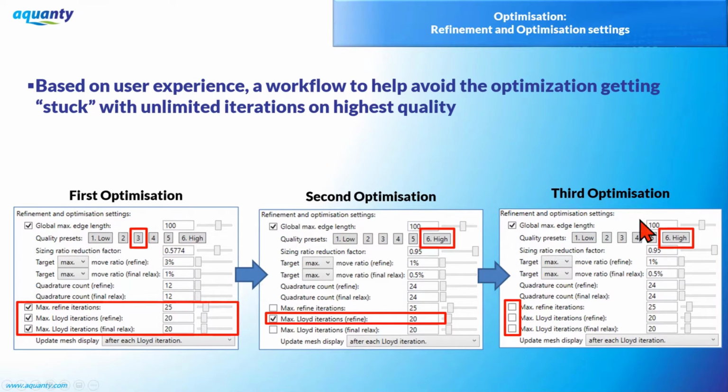And then once that is complete, you can run a high quality mesh with all of these not checked off. There's some kind of internal memory that happens with some of these optimizations. So doing these 3 things can help in the situation where this unlimited high quality mesh is getting stuck.